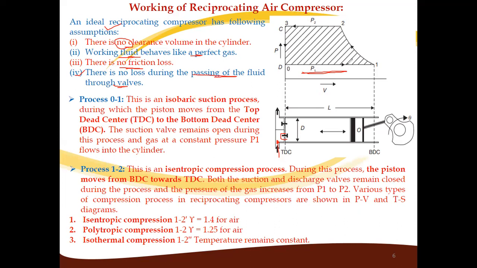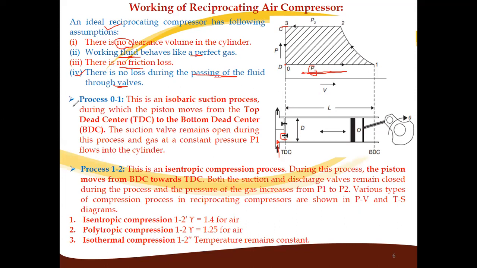At the 0 to 1 process, we have pressure P1, that is at point D, we have pressure P1. And between 2 to 3, we have pressure P2. So P2 upon P1 is nothing but the compression ratio, the outlet pressure P2 divided by the inlet pressure P1. Now we will see all these processes, that is process 0 to 1, 1 to 2, and 2 to 3.